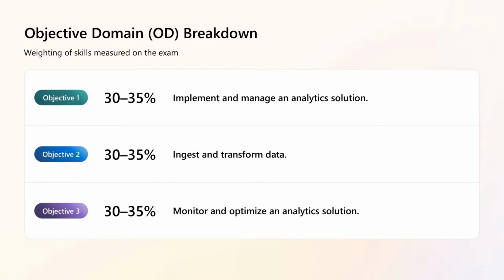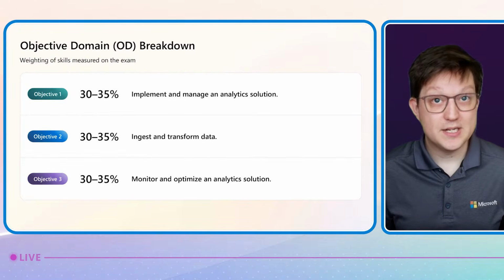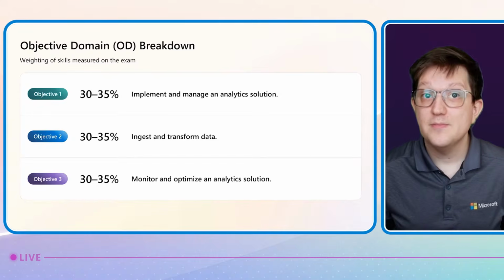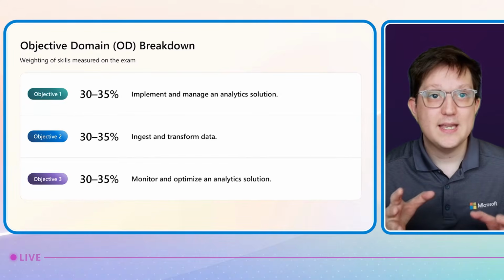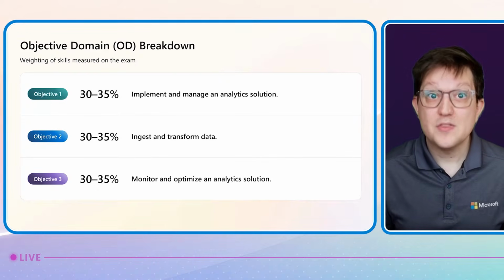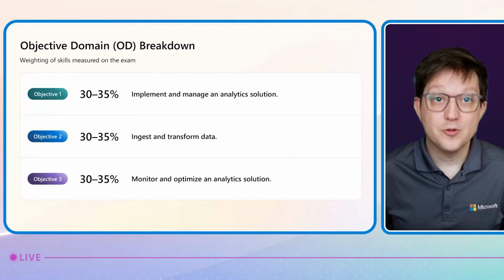This slide shows the weighting of the skills measured on the exam. DP-700 has 3 objective domains, each weighted in roughly that 30 to 35% range, so there is no single domain that dominates, so allocate your study time evenly. Domain 1 is implementing and managing an analytics solution. 2 is going to be focused on the ingest and transformation of data, and the 3rd is monitoring and optimizing analytics solutions. Each group has that weighting indicating that they are the same, so we're going to make sure that you're familiar with all of them in equal terms.